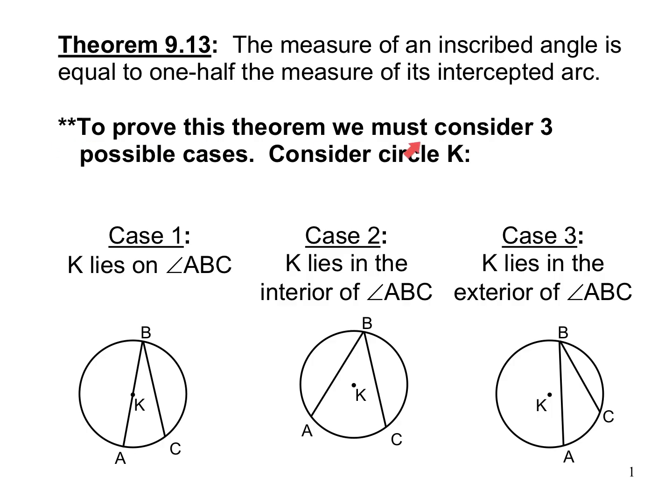So to prove this, you actually would have to prove 3 cases. Case 1, where one of the sides of the angle goes through the center. Case 2 is where the center is in the interior of this angle. And the third case is when the center is in the exterior of that angle. Before we look at some examples, I need to show you just a few more theorems.